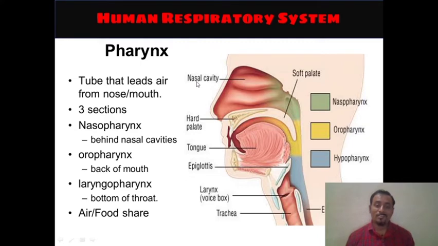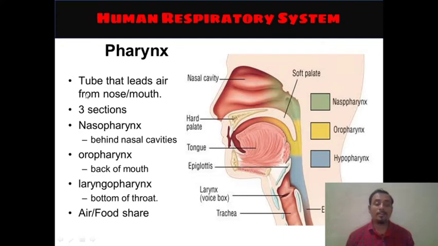Okay. In this diagram, the nasal cavity is shown, the hard palate structure is shown, the tongue is also shown, then the epiglottis part is also shown, where this epiglottis is situated. The larynx part, that is the voice box, we call it the voice box, is also shown, and the trachea structure is also shown. Okay, let's go towards the point.